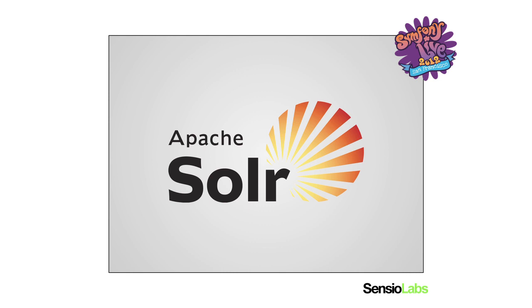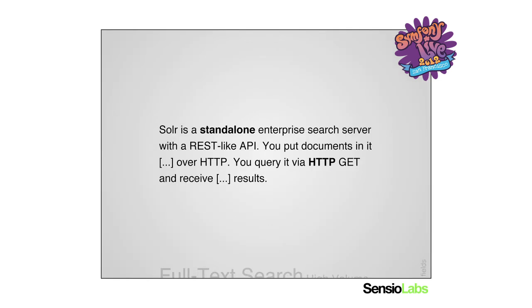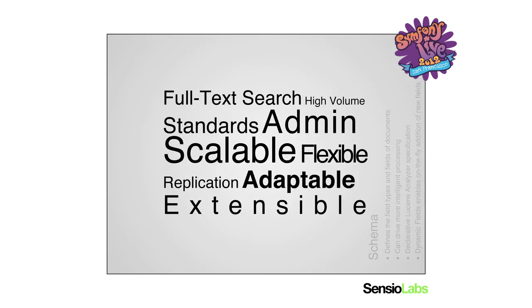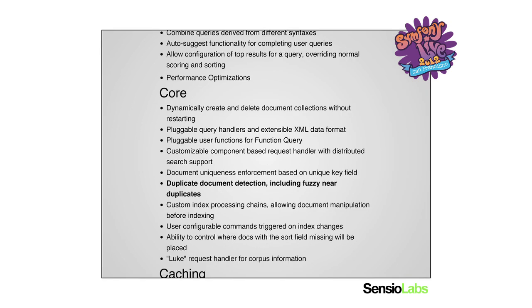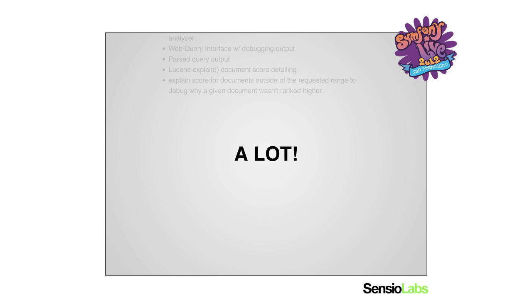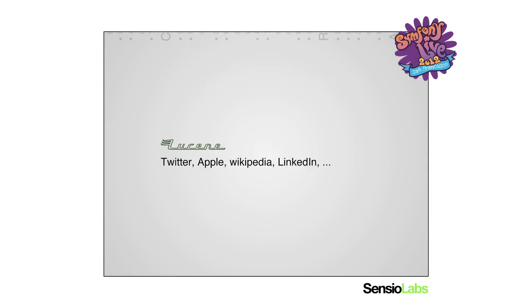So what is Apache Solr? Apache Solr is a standalone search engine providing a REST-like API, and it's written in Java. Okay, it has a lot of features. You get an administration page. It's scalable, adaptable, extensible. Of course, you can do full text search in it. There are a lot of features, like duplicate document detection, including fuzzy near duplicates. Just remember that there are a lot of features in it.